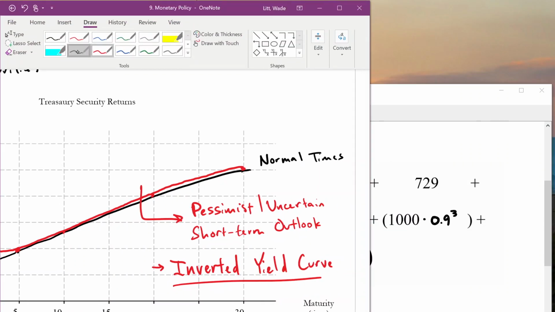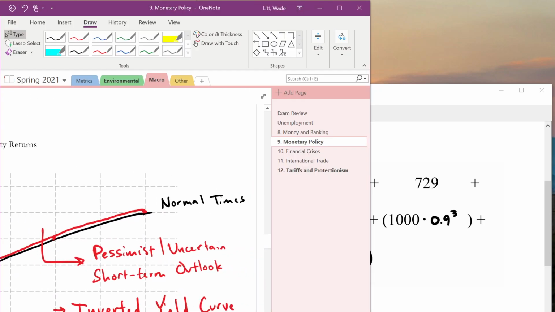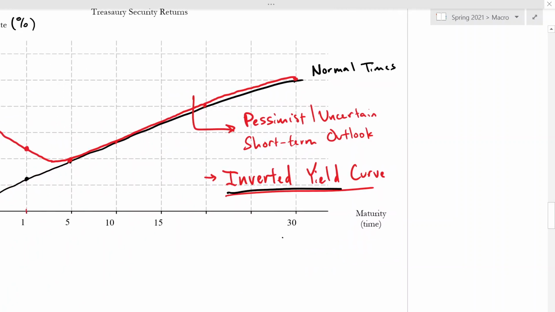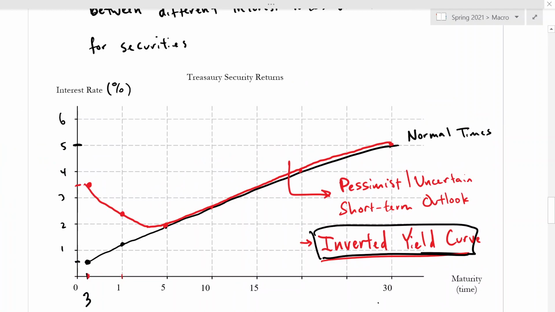And it's got that sort of inverted shape. Let's see. It's got that inverted shape, kind of like a Nike sign almost. And that was 3 months there. So that's an inverted yield curve.